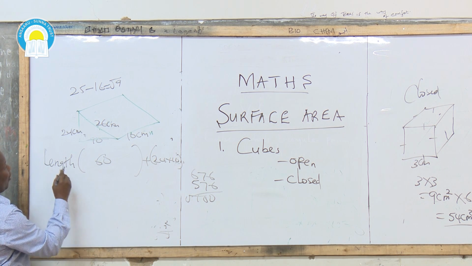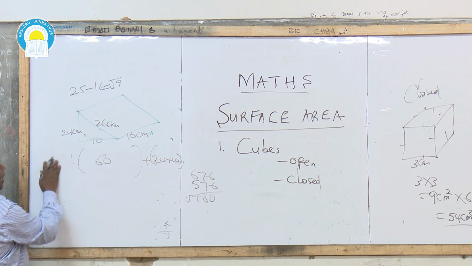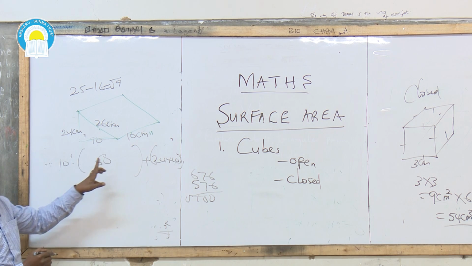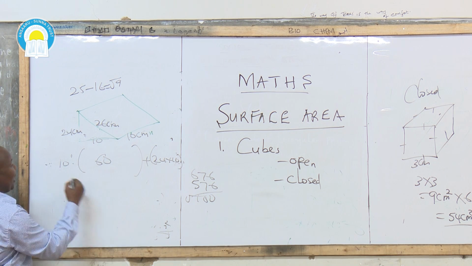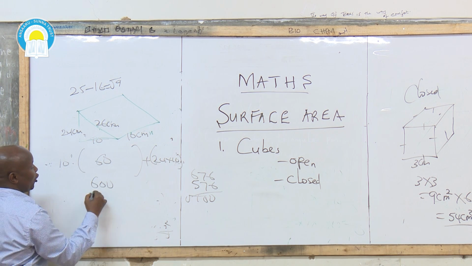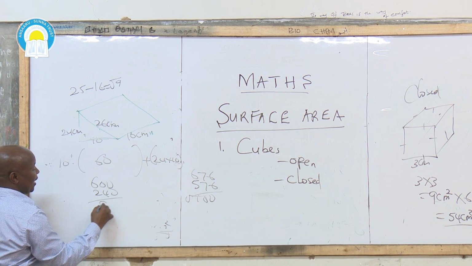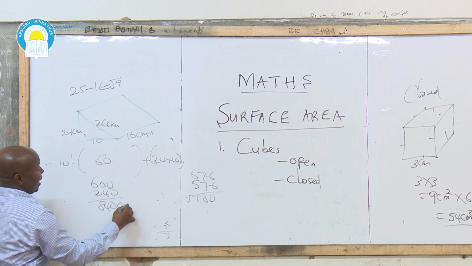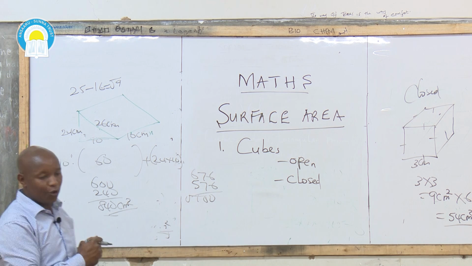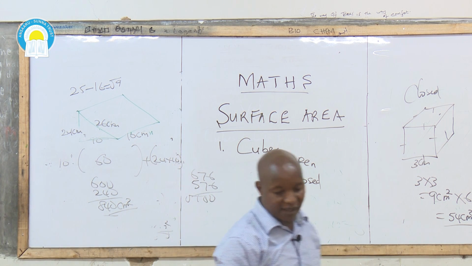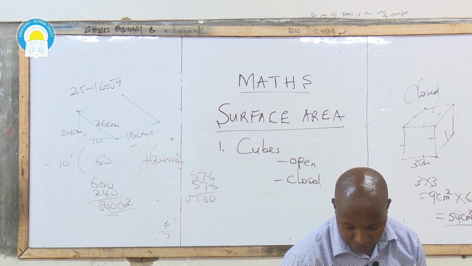So here we have now the length. The length here is 10. So 10 multiplied by the perimeter, 60, you get 600, plus now 240, you get 840 centimeters squared. That's how you get surface area of a triangular prism.